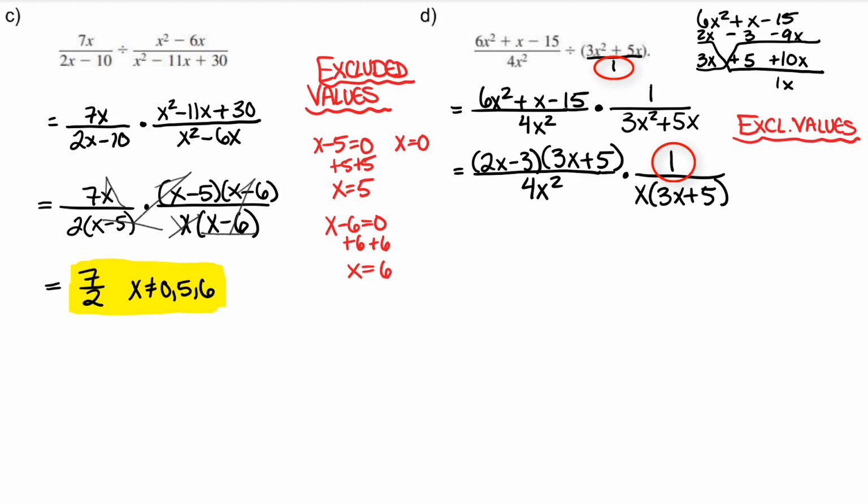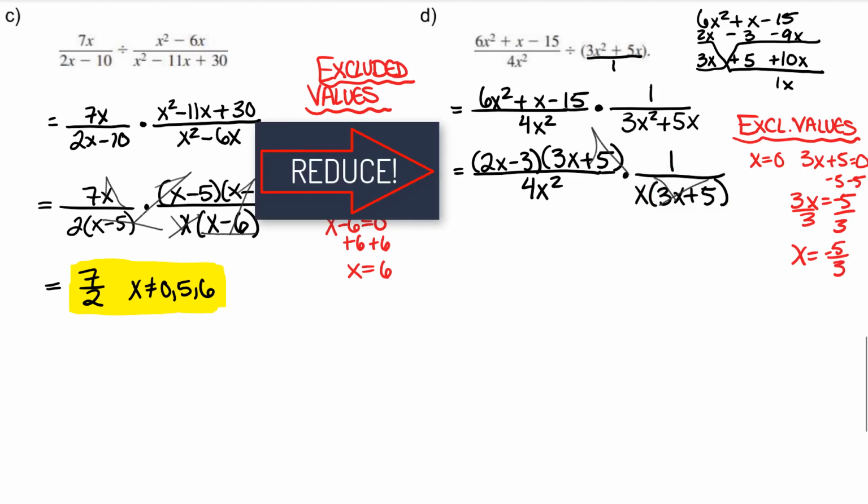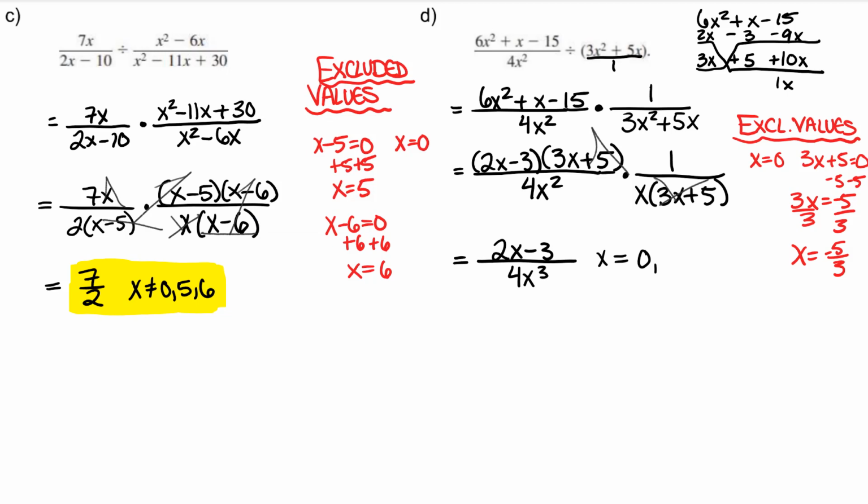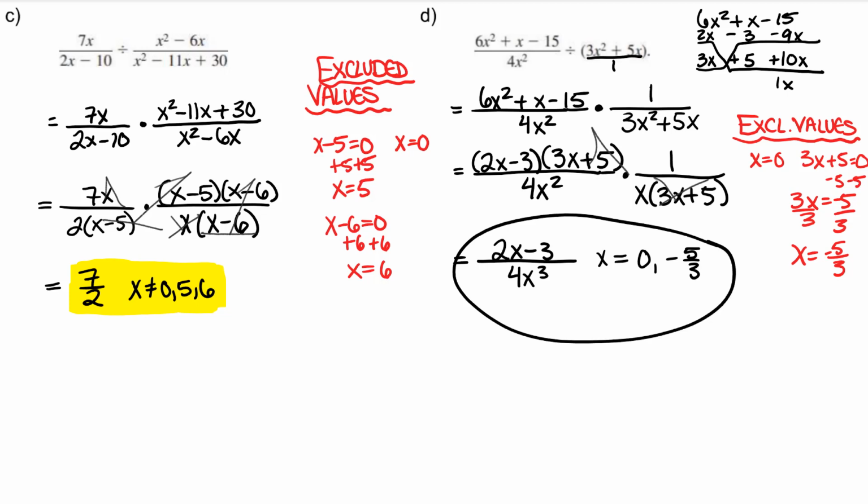Our original denominator of the second fraction of 1 does not have a variable, so nothing would make that equal to 0. But our first denominator and our new denominator will give us 2 more excluded values. So once you've written your excluded values, you're done. But guess what? If you leave it like this, you will absolutely get it counted wrong. Because x cannot equal 0.